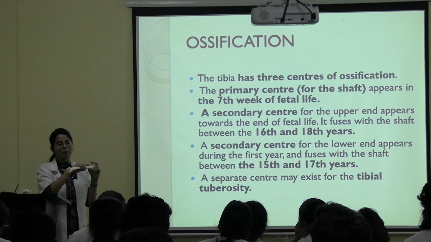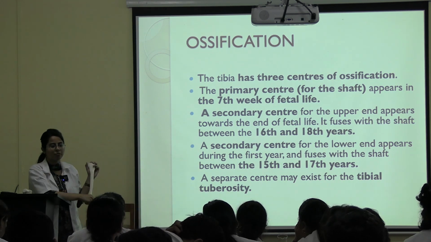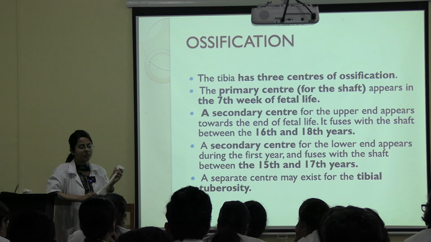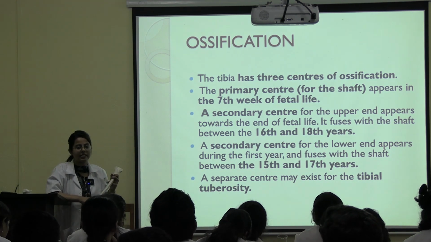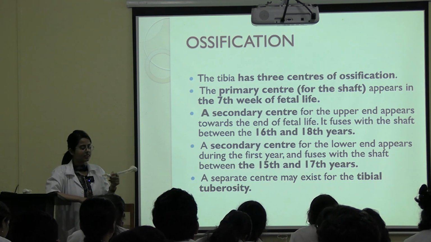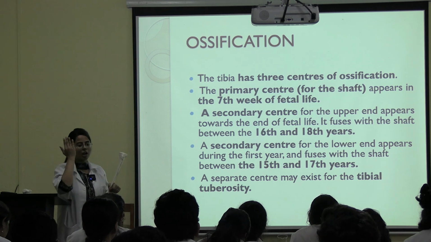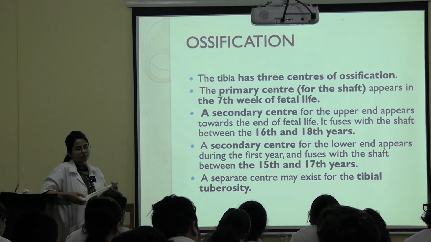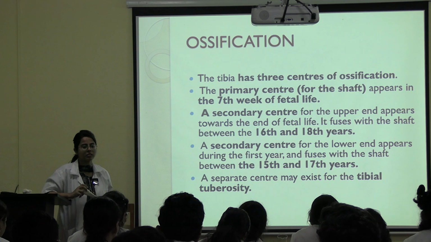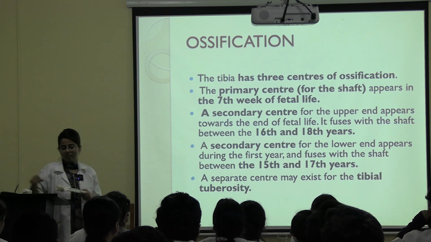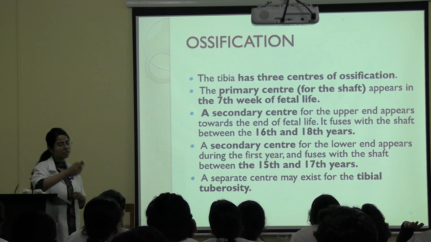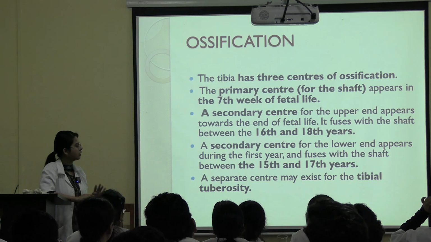The secondary center for the upper end will appear towards the end of fetal life, and it will unite with the shaft between 16 to 18 years. The secondary center for the lower end will appear towards the first year of life and unite with the shaft between 15 to 17 years.